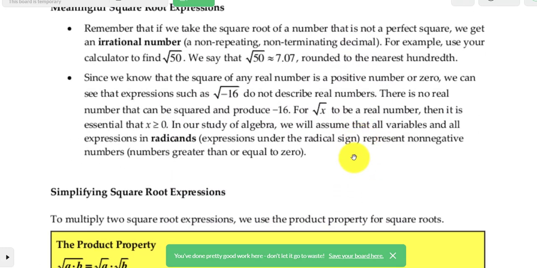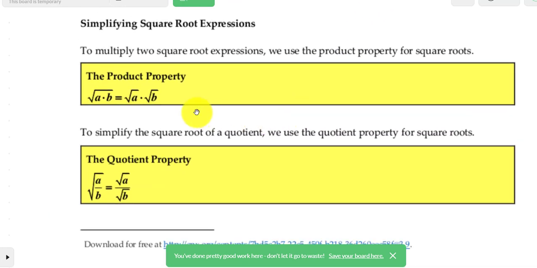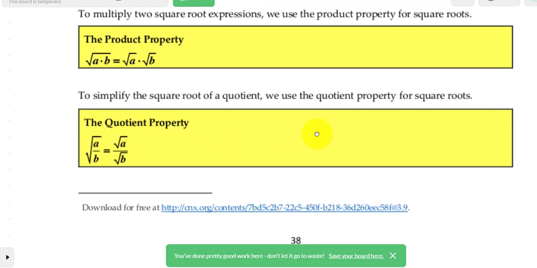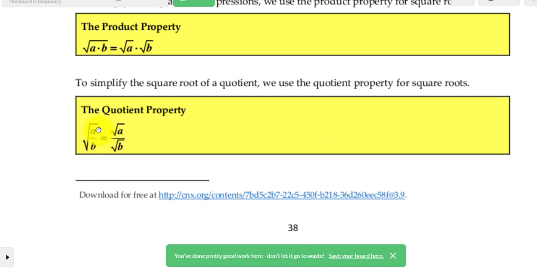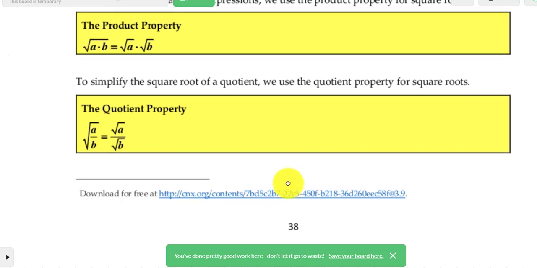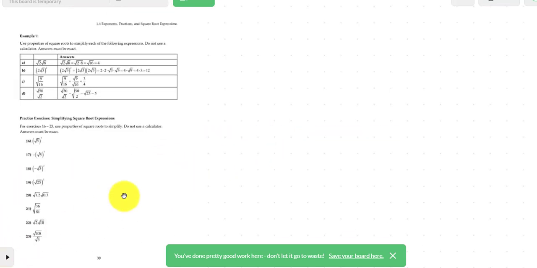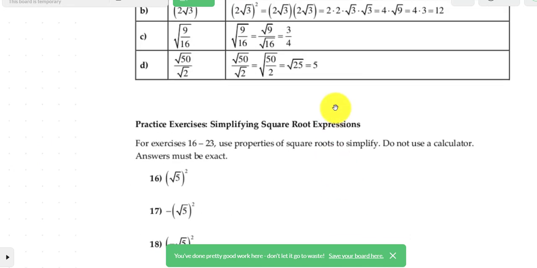So let's take a look at some properties here. It says if I have the square root of a times b, that can be rewritten as the square root of a times the square root of b. And the quotient property says if I have the square root of a divided by b, it's equal to the square root of a divided by the square root of b. So let's look at this using some practice problems to see how this can be useful.